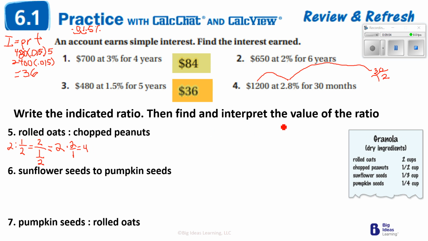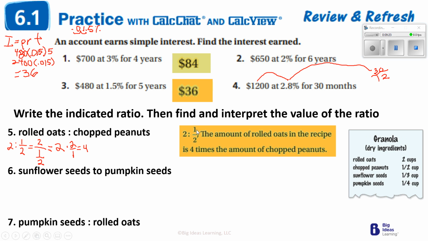Find and interpret the value of the ratio. So for every 1 cup of chopped peanuts, 4 cups of rolled oats, right? Let's see how we did with that. 2 to 1/2, the amount of rolled oats in a recipe is 4 times the amount of chopped peanuts. All right, let's go to number 7. You have number 6 to do. Pumpkin seeds to rolled oats. Pumpkin seeds is going to be 1/4.